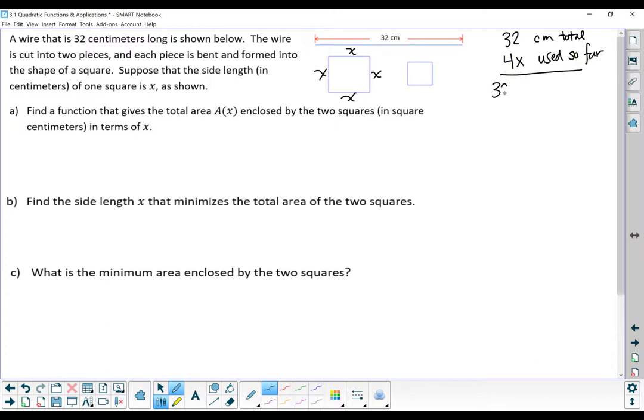So that leaves 32 minus 4x for the other square. So if we think about the side length of this square, we have 32 minus 4x, and we need to make a square so we can divide that by 4 for each side. So 32 minus 4x divided by 4 is 8 minus x. And that's what the four sides of this one are, 8 minus x.